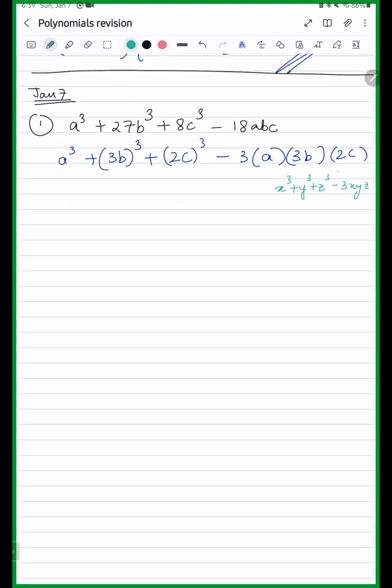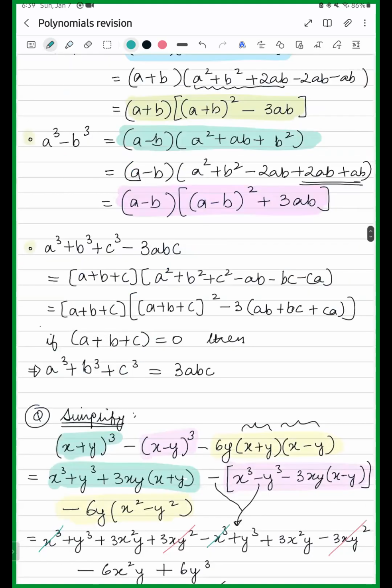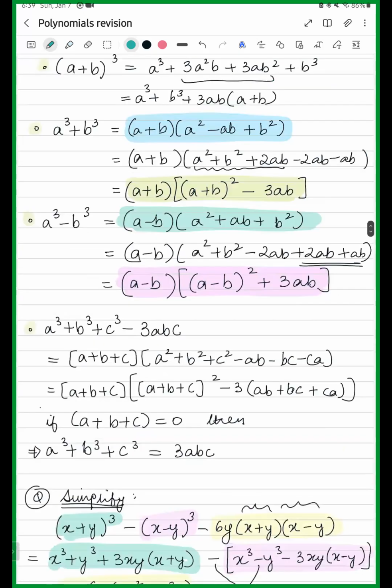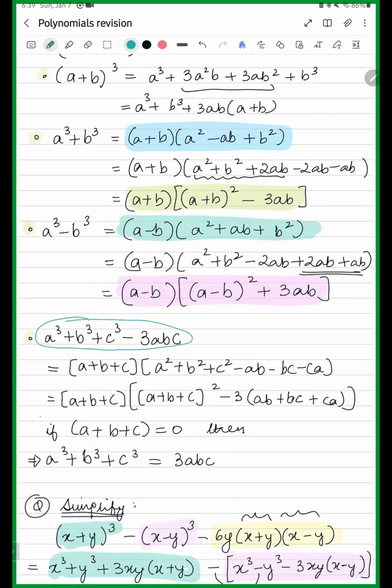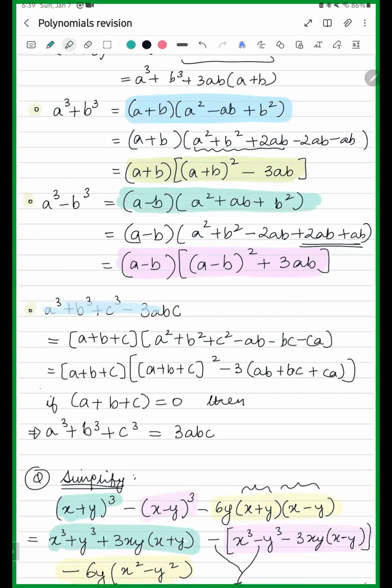Do you remember anything we did of this form? Let's go back. In case you don't remember, this is the form that we are looking at. So this is equal to a plus b plus c into a square plus b square plus c square minus ab minus bc minus ca.